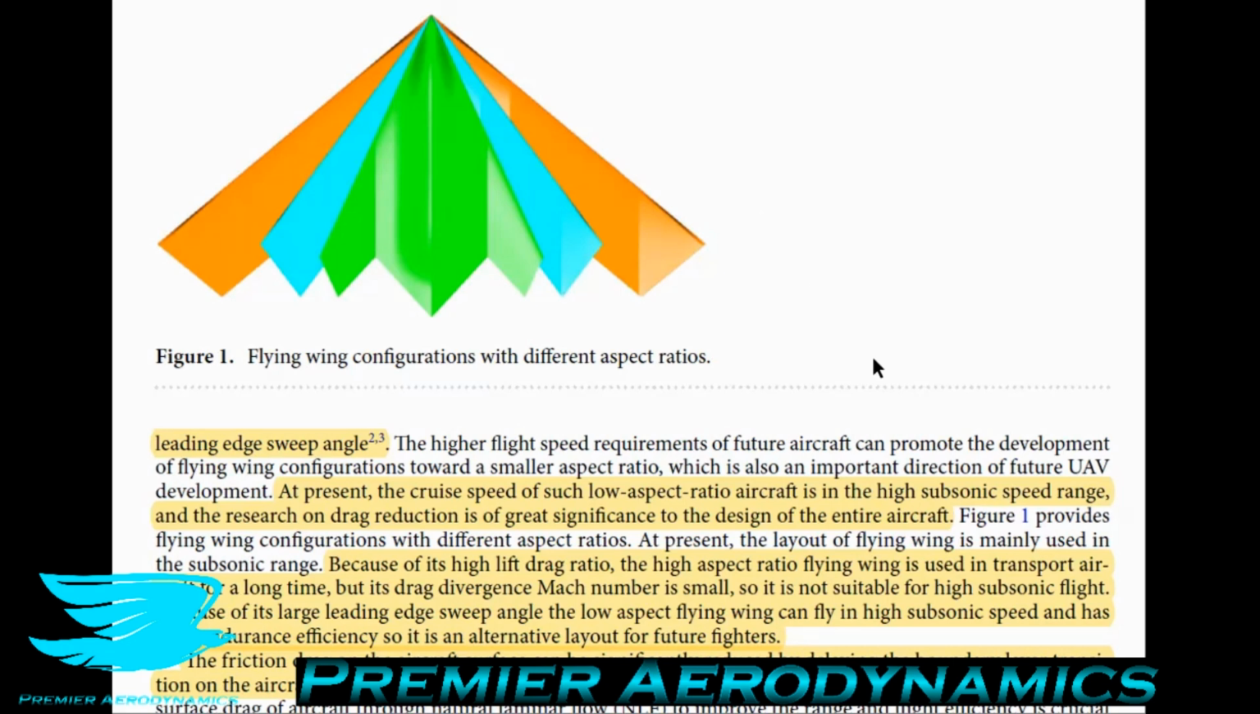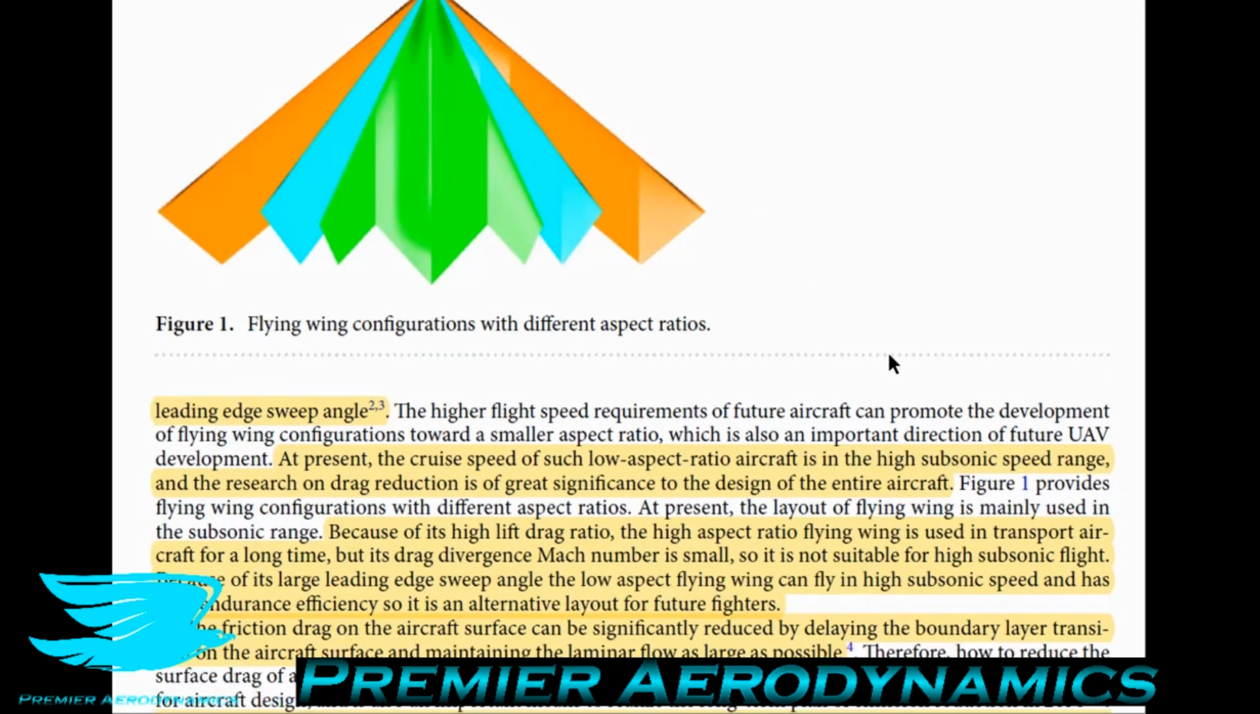And because it has a very low critical Mach number, the high aspect ratio flying wings are not good for high subsonic flight, because once you start getting to, let's say, Mach 0.9 or 0.85, you're going to be getting sonic flow over the flying wing, which increases the drag.